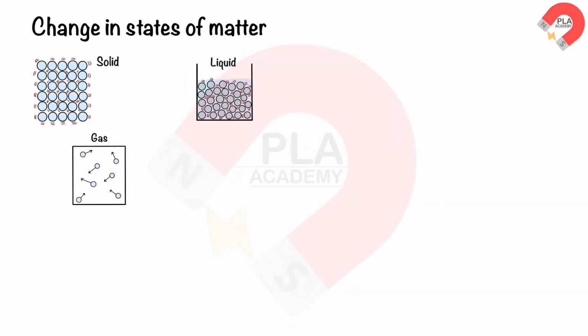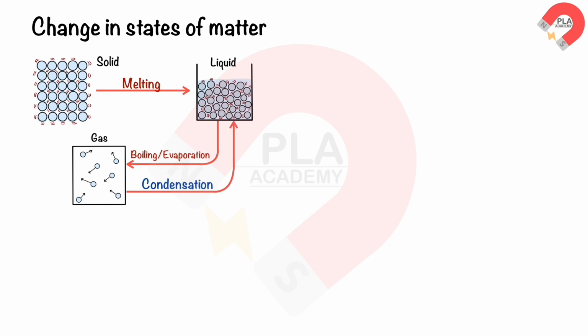Change in states of matter. When a solid is changed into a liquid, this process is called melting. When a liquid is changed into a gas, this process is called boiling or evaporating. When a gas is changed into a liquid, this process is called condensation. When a liquid is changed into a solid, this process is called freezing.